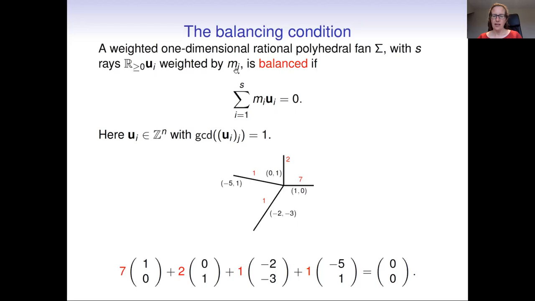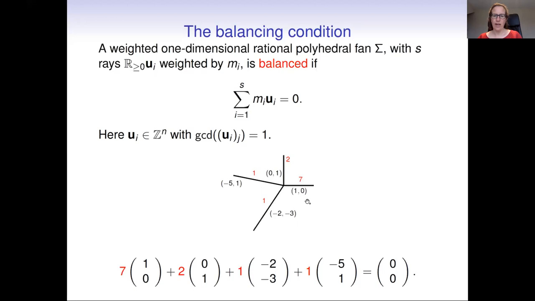The balancing condition now says it's balanced if this weighted sum, the sum of m_i u_i, is zero. So one way to think about that is I'm going to put down a stake at the origin here. I'm going to stand four people at (1, 0), (0, 1), (-5, 1), and (-2, -3). And then I'm going to say, okay, you pull with strength 7, you pull with strength 2, you two pull with strength 1, and then nothing is going to happen. The center of my rope is not going to move. So this is a zero tension condition in the sense of engineering. The sum of the m_i u_i being zero is saying if we do play a tug of war game, no one is going to win.